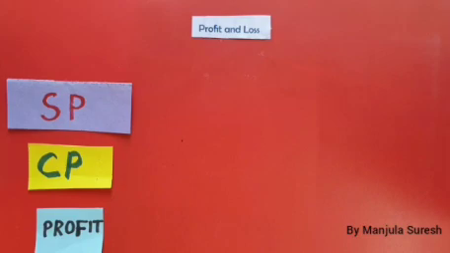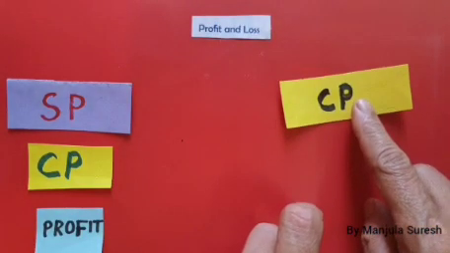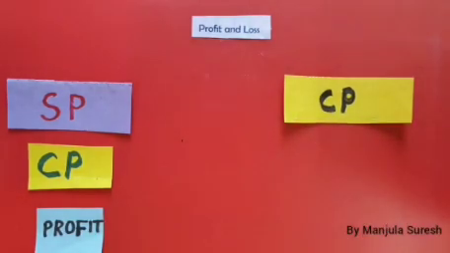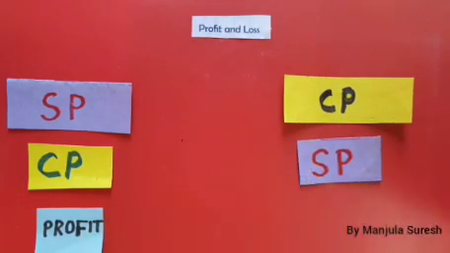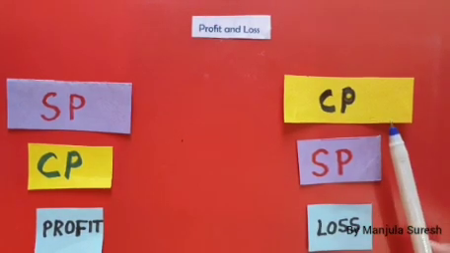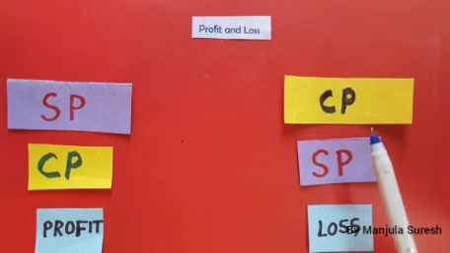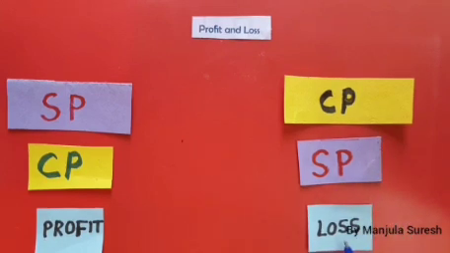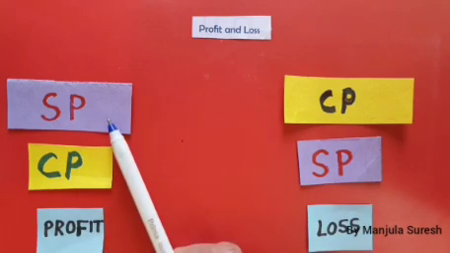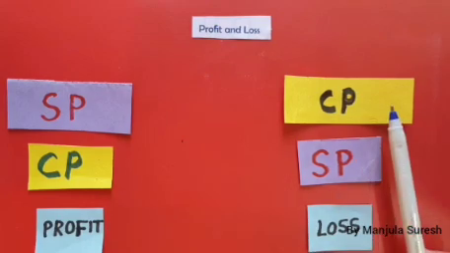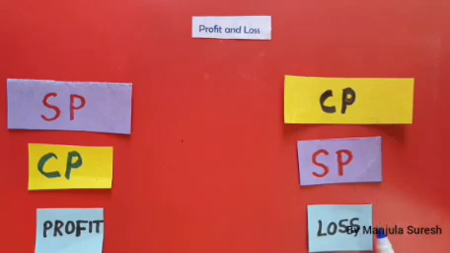Same way, when do we make loss? When the cost price of an item is more than its selling price, we make loss. That means when the cost price is more and selling price is less, then the difference between them is called loss. So in both the cases we can see that we are doing the difference. If selling price is more, we make profit. If the cost price is more, we get loss.